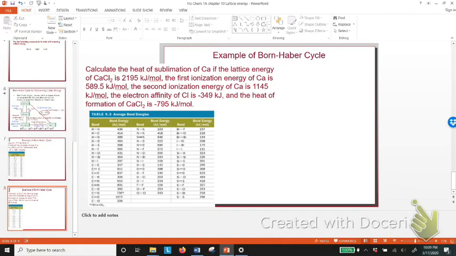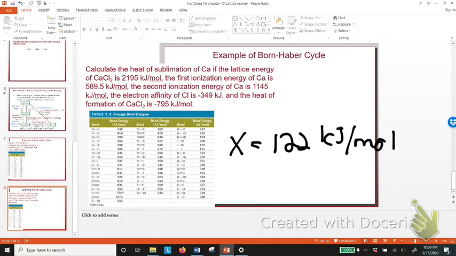When you do that, x ends up being, let me look at the answer. The x ends up being 122 kilojoules per mole. And that is how you use the Born-Haber cycle to calculate lattice energy or any of the other properties like heat of sublimation, first ionization energy, heat of formation, any of those.